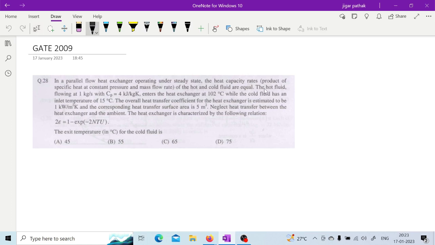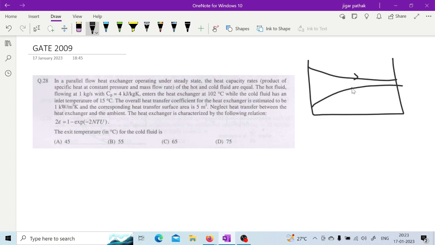Here this is a parallel flow heat exchanger, right? So you will have this hot fluid and cold fluid, right? And you can have this Thi, Tci, Tho, Tco, right? You are given Thi and Tci as 102 degrees centigrade and 15 degrees, right?